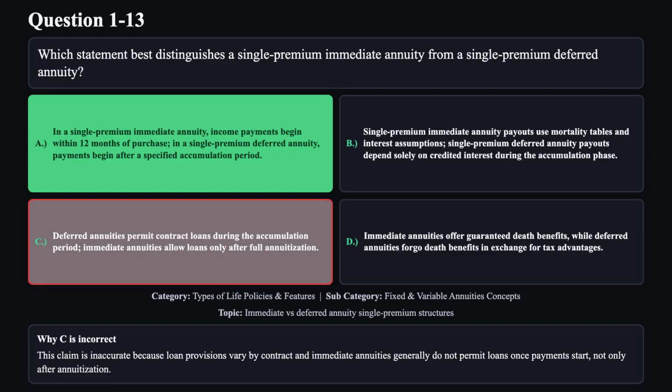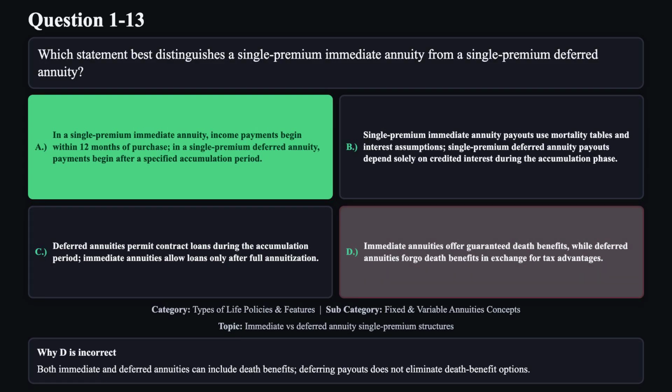Reason C is not correct. This claim is inaccurate because loan provisions vary by contract, and immediate annuities generally do not permit loans once payments start, not only after annuitization. Reason D is not correct. Both immediate and deferred annuities can include death benefits. Deferring payouts does not eliminate death benefit options.